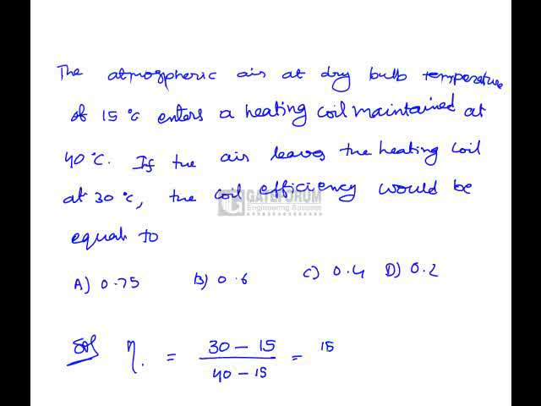So which is equal to 15 by 25 and is equal to 0.6. So here the efficiency of the coil is 0.6 and in the option the right option is B.